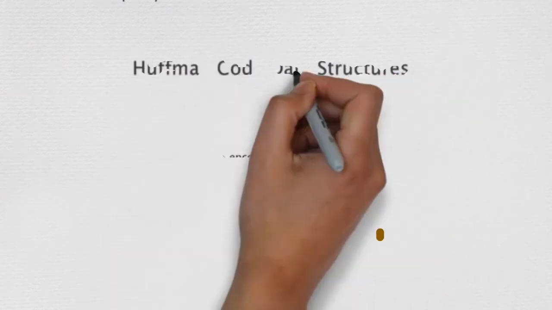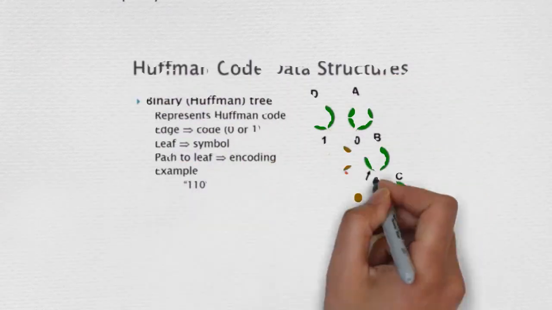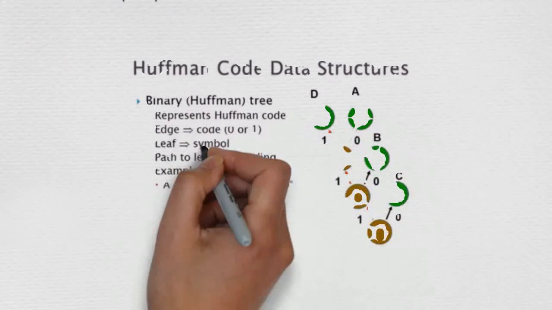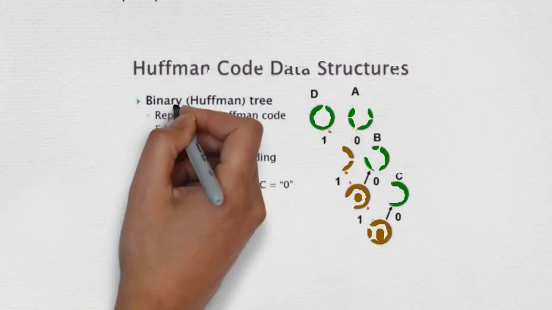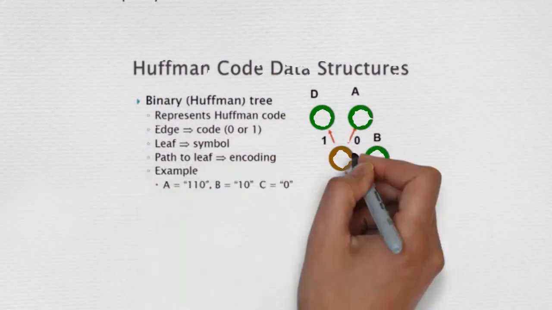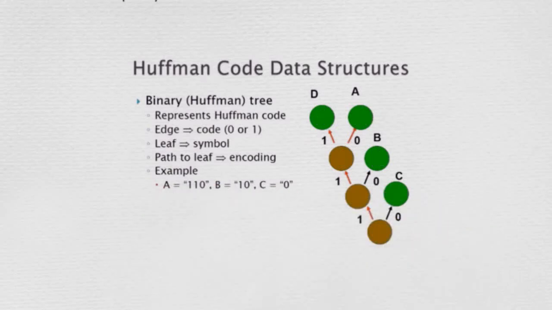If we come to the Huffman code data structure, a binary tree is used to represent Huffman code. Edges are represented using 0 or 1. Leaves are represented with symbols. Encoding is done by the path from root to leaves.